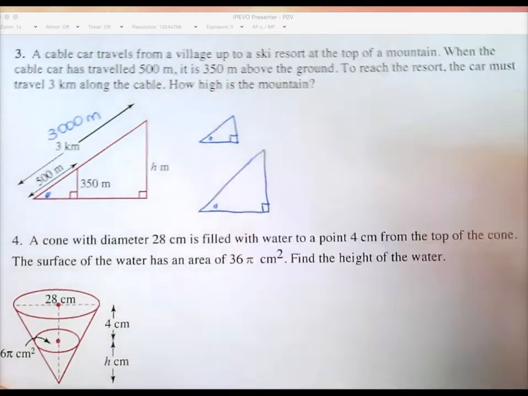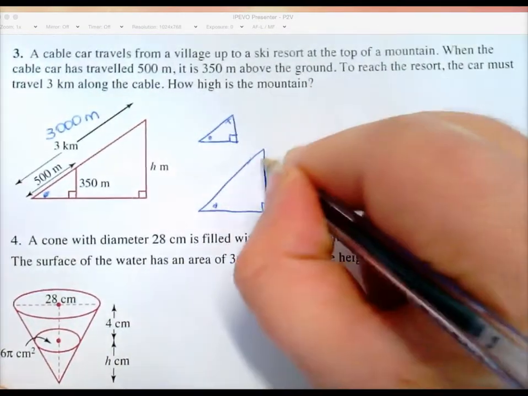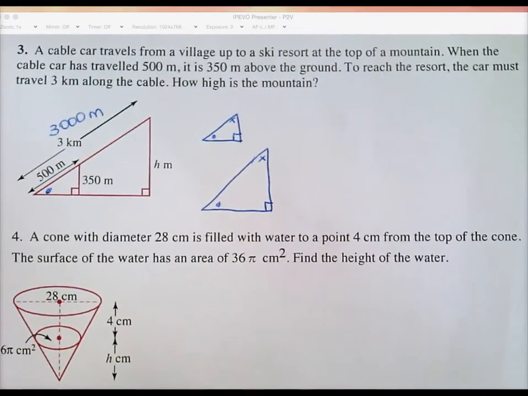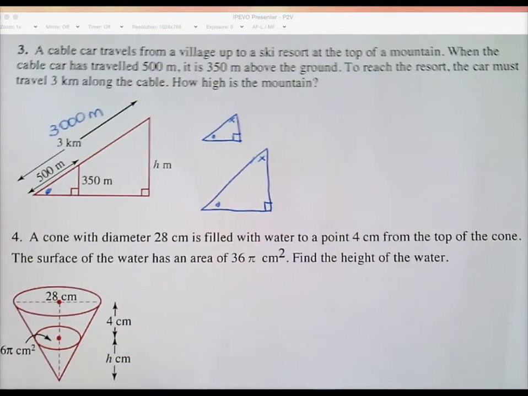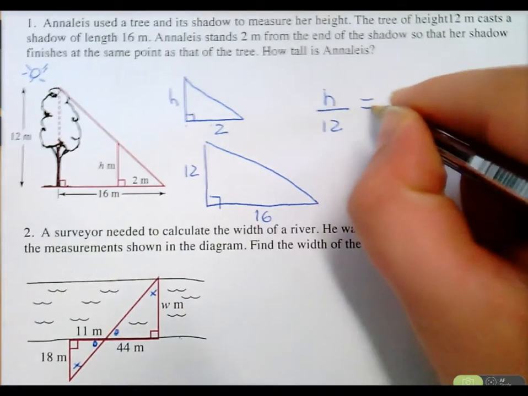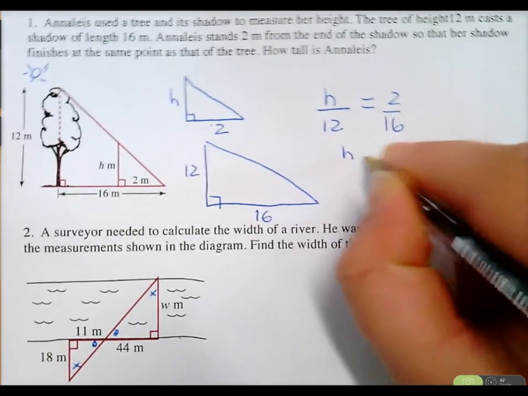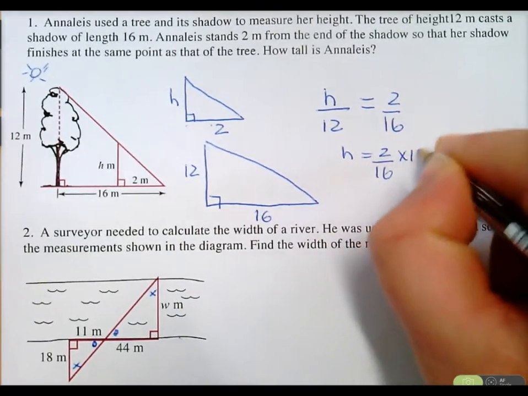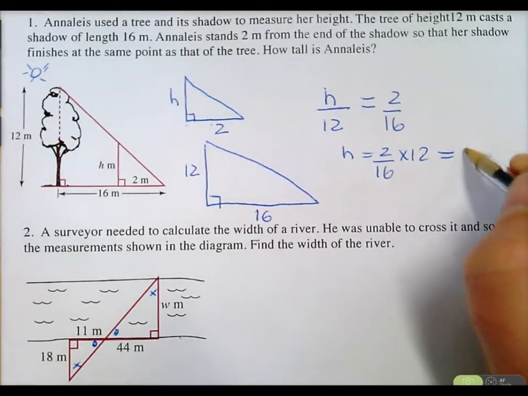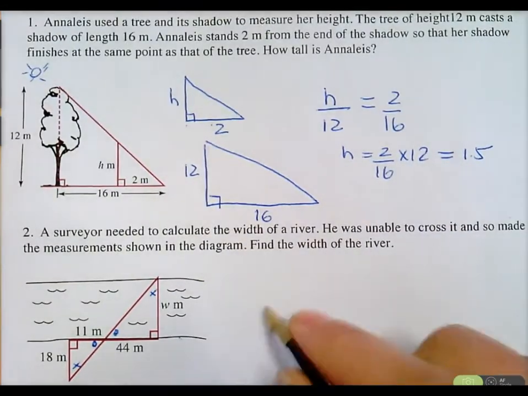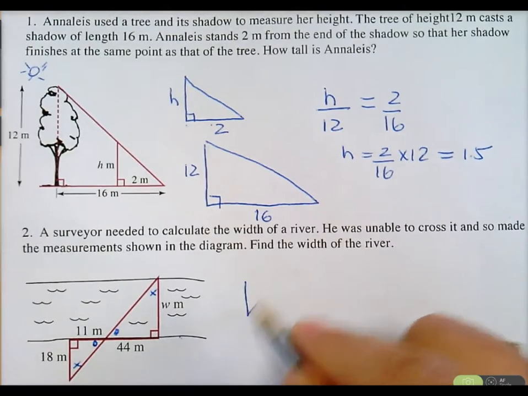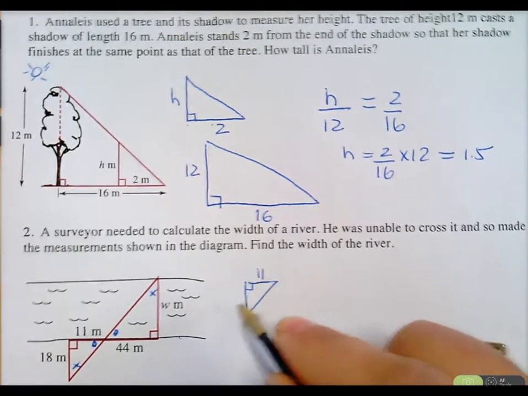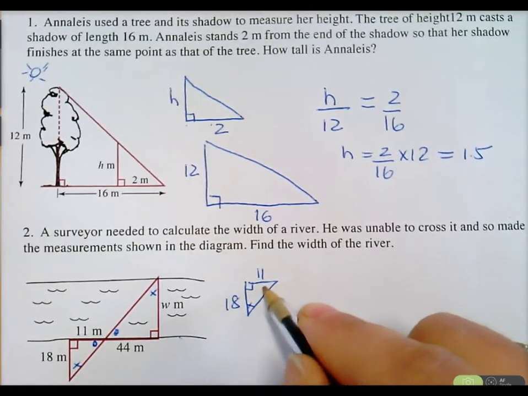You put the measurements in. Crosses are obviously the same. All right, girls, I'll give you 10 minutes to work on those. H over 12 equals 2 over 16. H is 2 over 16 times 12, which is? Okay, the next triangles, you can draw them separately. You don't have to, but, you know.